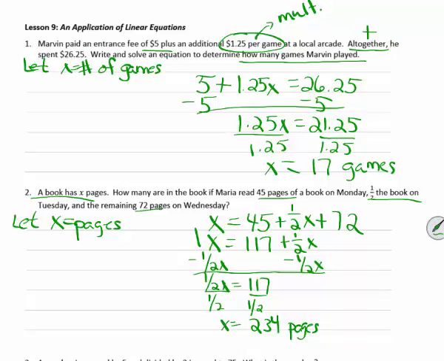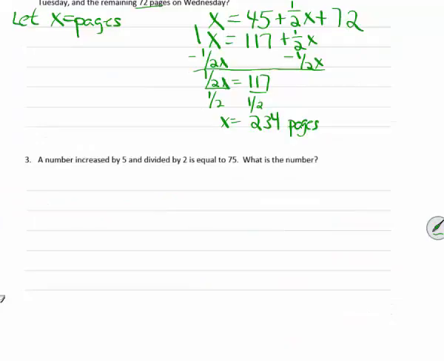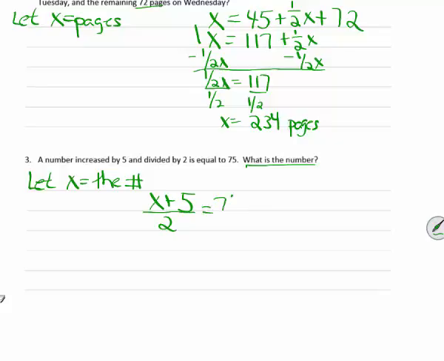Okay? All right, another problem. A number increased by 5 and divided by 2 is equal to 75. What is the number? So there's my question. That's my let statement. Let X equal the number. So a number, X, increased by 5 and divided by 2. So this whole thing is divided by 2 is equal to 75.